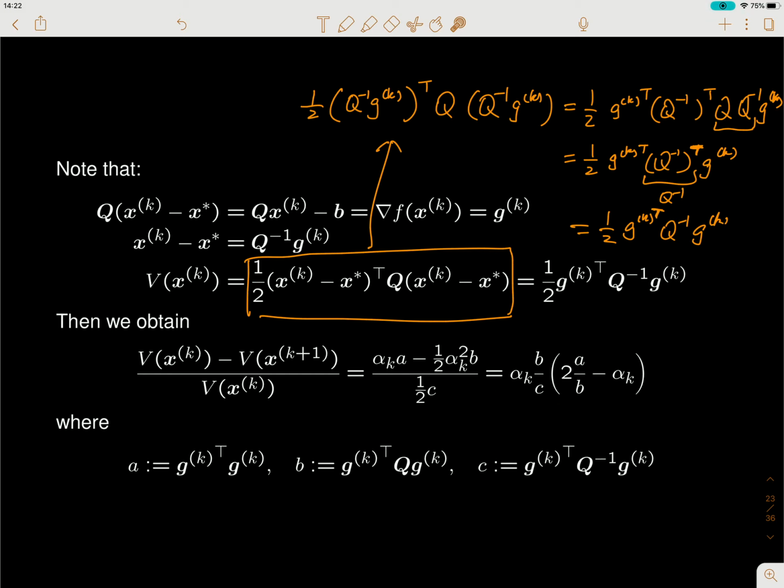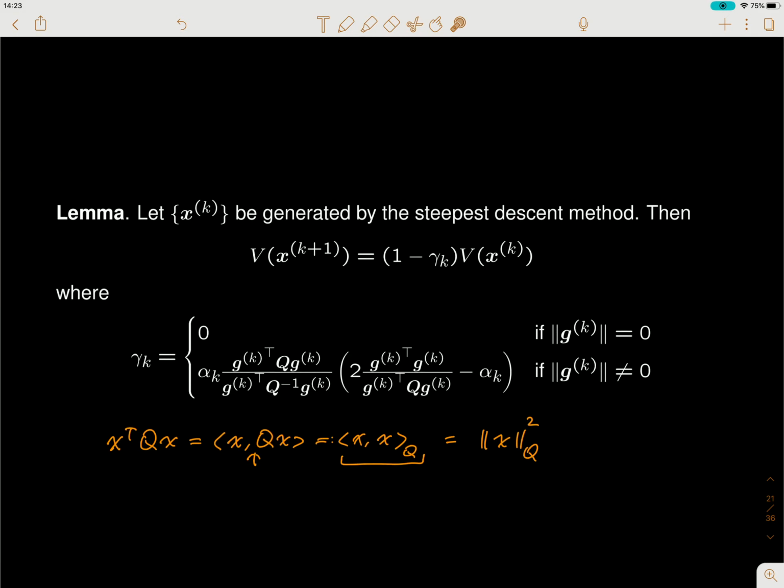And now you can see when I put this a, b, and c back, the a will be put back into this numerator. And remember that's gk transpose gk. Okay, and the b, I have these two both as b, so they will be replaced by that. Okay, so I'm going to replace the b by that, which is gk transpose q gk. The c here is the gk q inverse gk. So that's my c here. So it will be replaced by that. Okay, so now I have exactly the form I had earlier. I was trying to show.